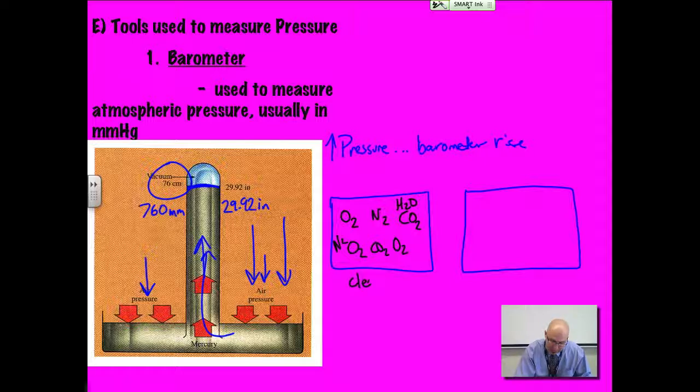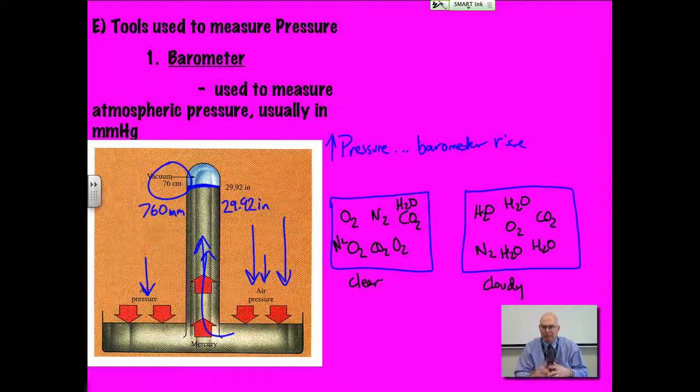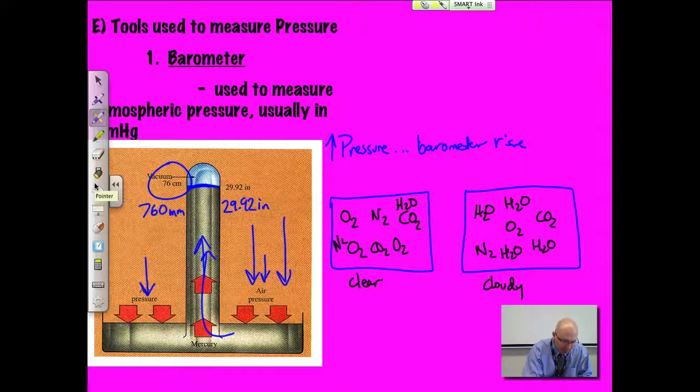So clear day, cloudy. On a cloudy day, there's a lot more water molecules. There's still nitrogen and oxygen, carbon dioxide, but there's a lot more water. Well, obviously there's a certain limited amount of space. If there's more water, then some of those heavier molecules are pushed away. So take a look at the masses of these.